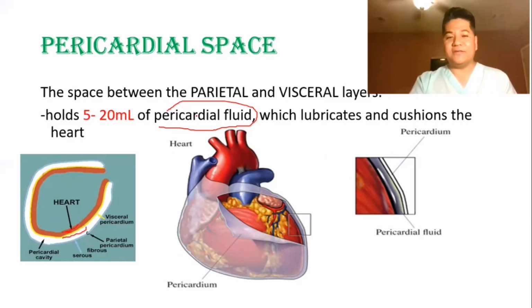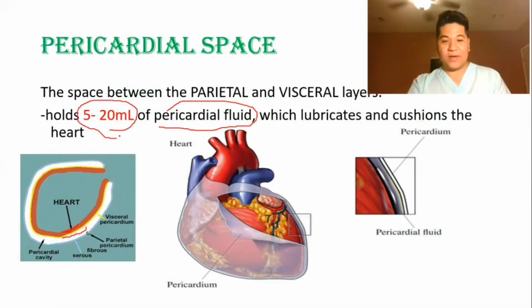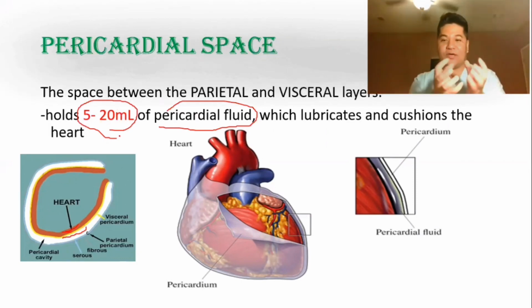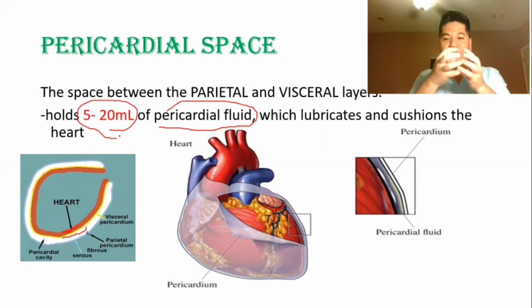Pericardial fluid is 5 to 20 ml of fluid that nourishes and protects the heart as well. It acts like a cushion and allows a slight gliding movement of your heart. So that's your pericardial space and the pericardial fluid.